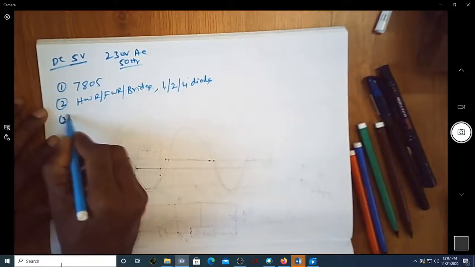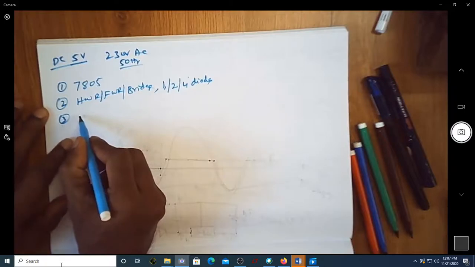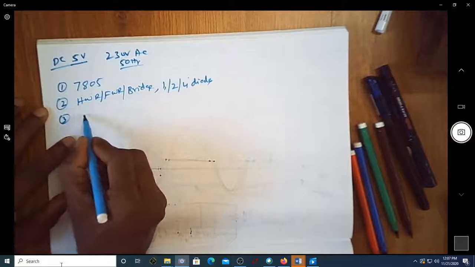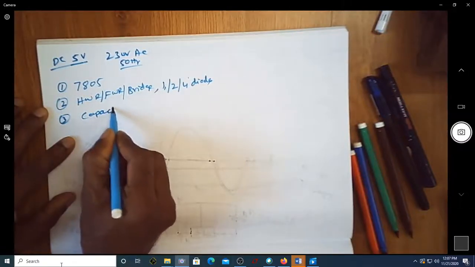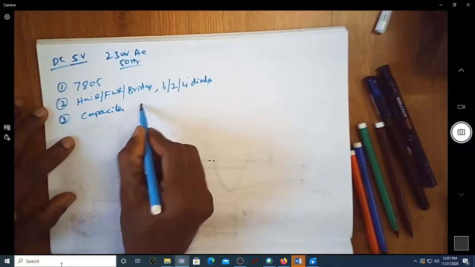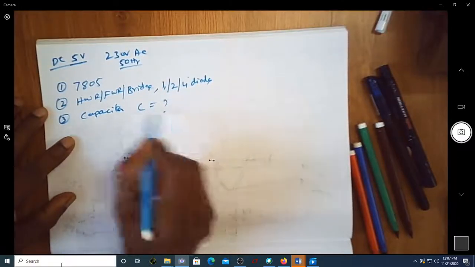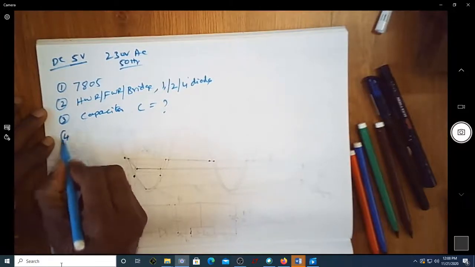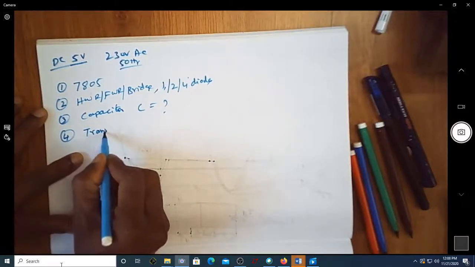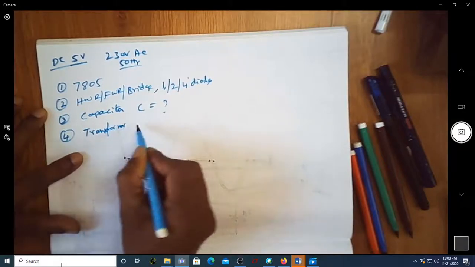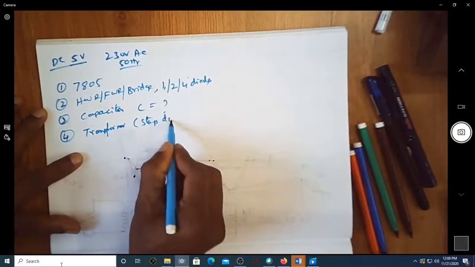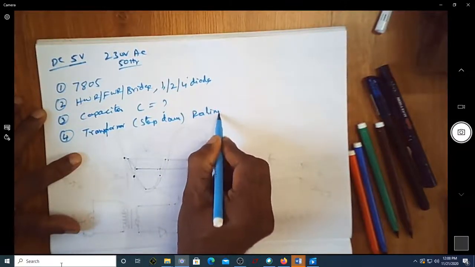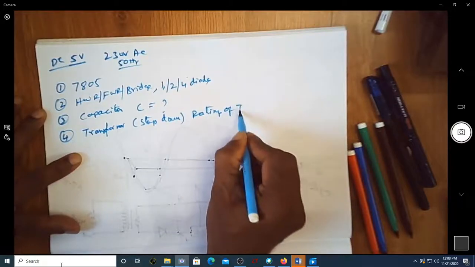Next, the third one is a capacitor, because I need to get a constant 5 volt, so it should be regulated at 5 volt. So I need to use a capacitor, and I need to design what should be the value of this capacitor. So this is the design part, and afterwards I need a transformer, which is of step down type. So I should find out what is the rating of the transformer.